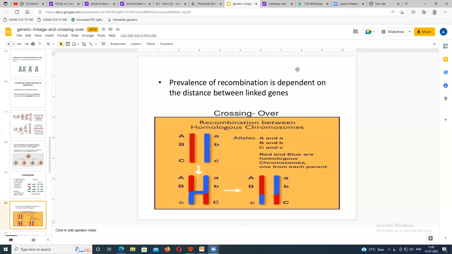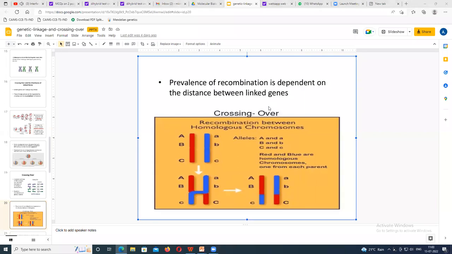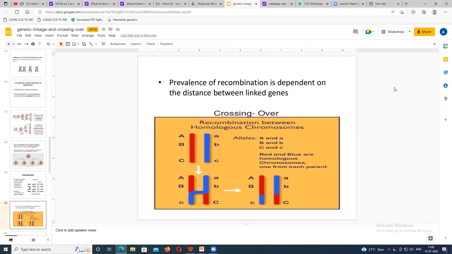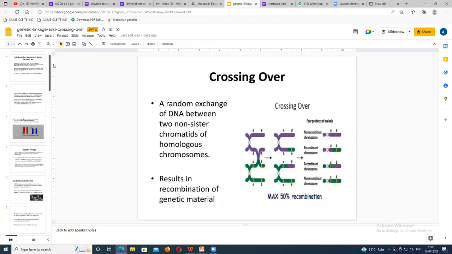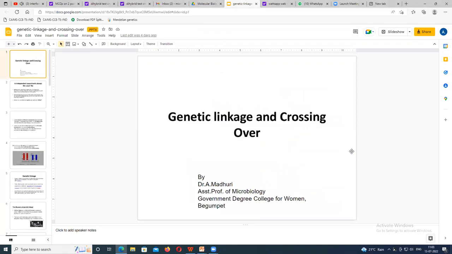Welcome to today's session. Today, our eminent resource person, Dr. A. Madhuri Madam Garu, Assistant Professor, Department of Microbiology, Government Degree College for Women, Autonomous, Begumpet, Hyderabad, is going to explain one of the important areas in genetics, that is backcross and test cross and other related information. So my dear friends, utilize this wonderful opportunity. Madam, please start your session.